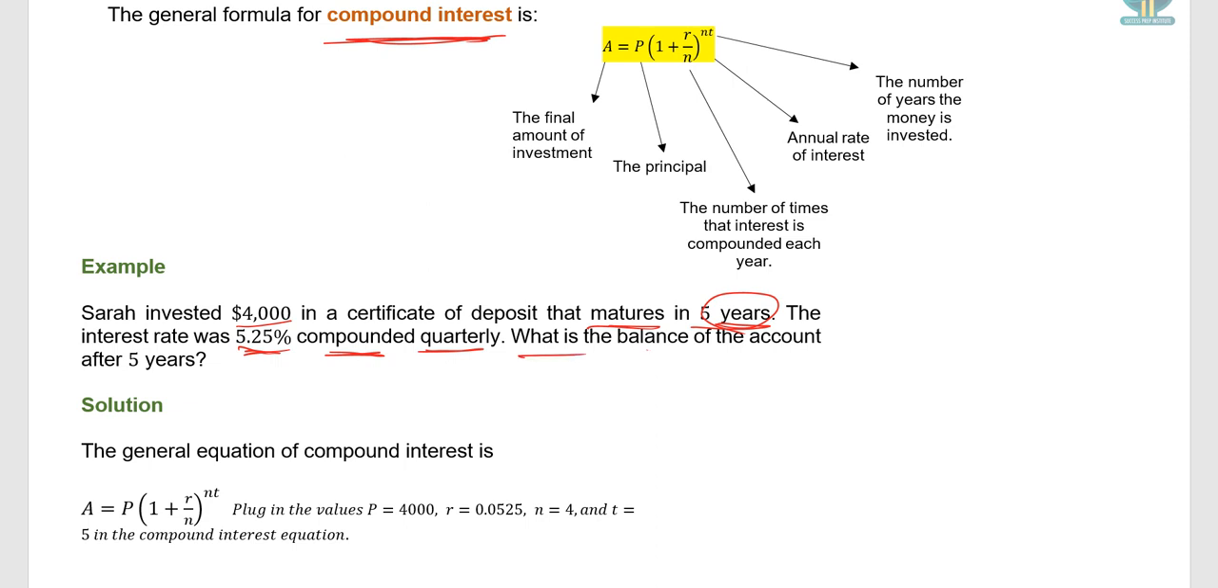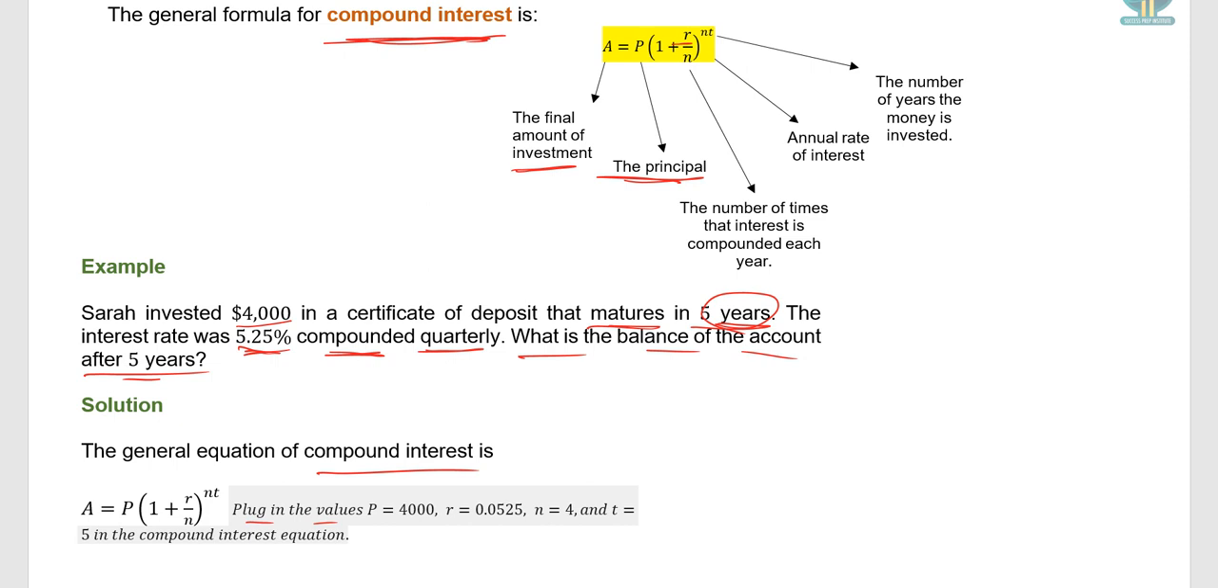So what is the balance of the account after 5 years? Again, we rewrite the general equation of compound interest. Here we're using slightly different letters. A is the final amount of the investment, P is the principal, the initial amount. R is the rate, as we know, t is the time, and n again is the number of times that the interest is compounded. So A equals P times 1 plus r over n to the nt power.